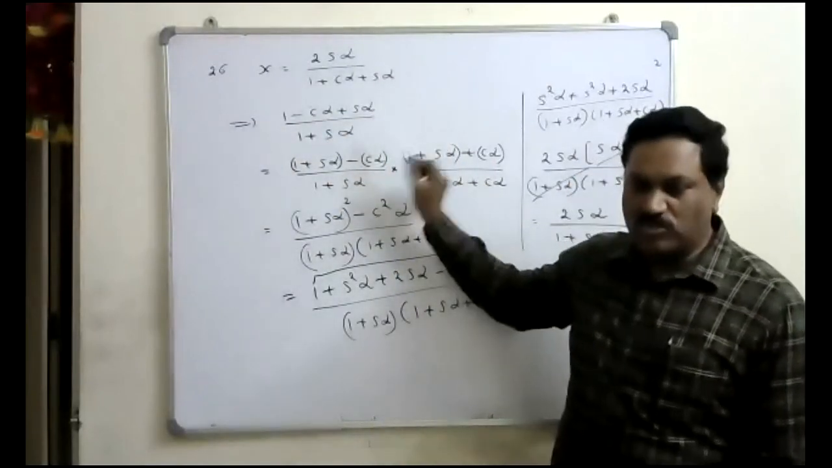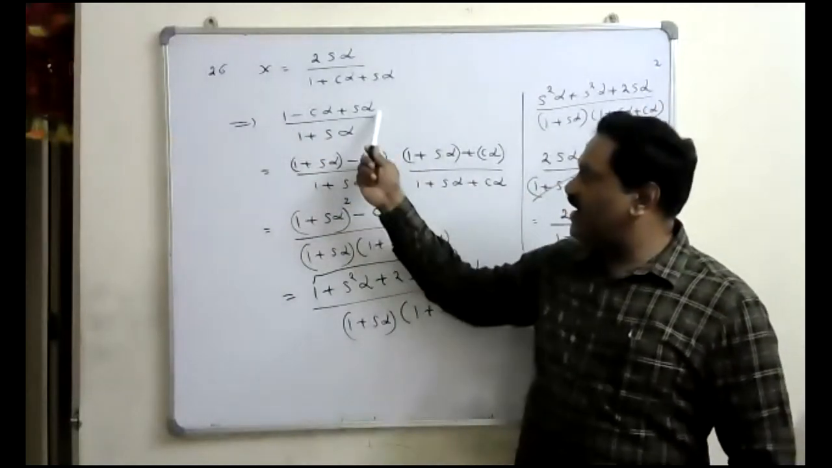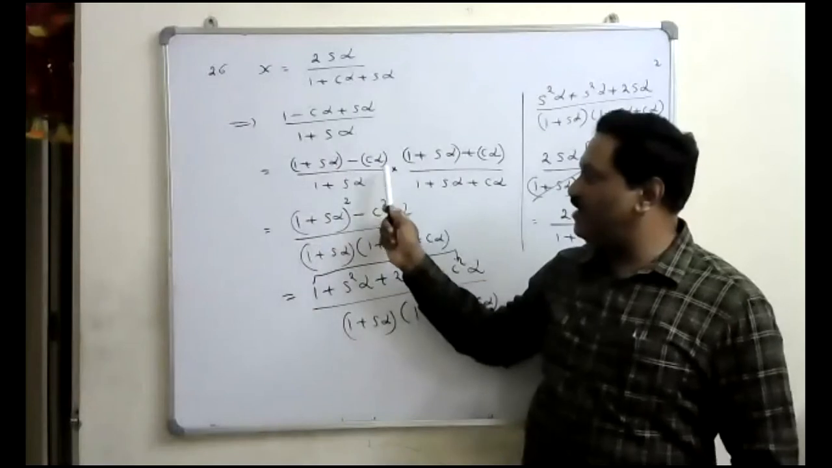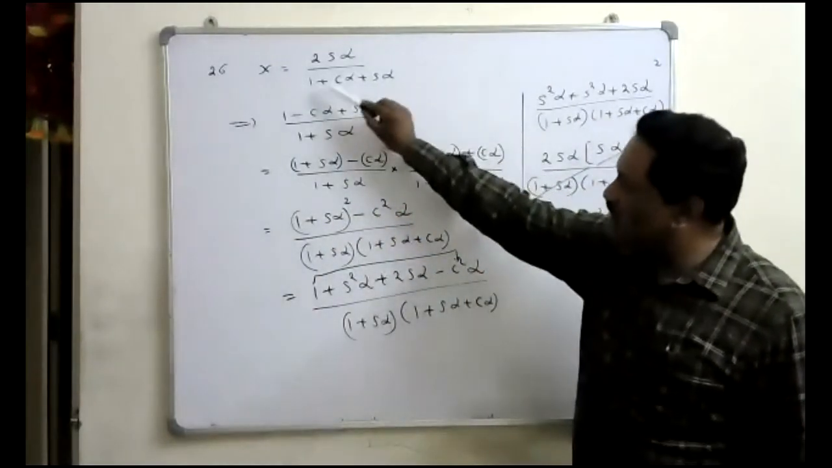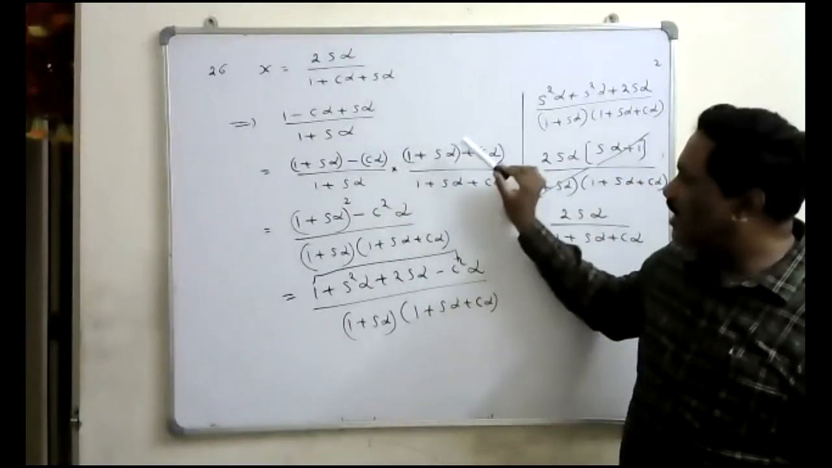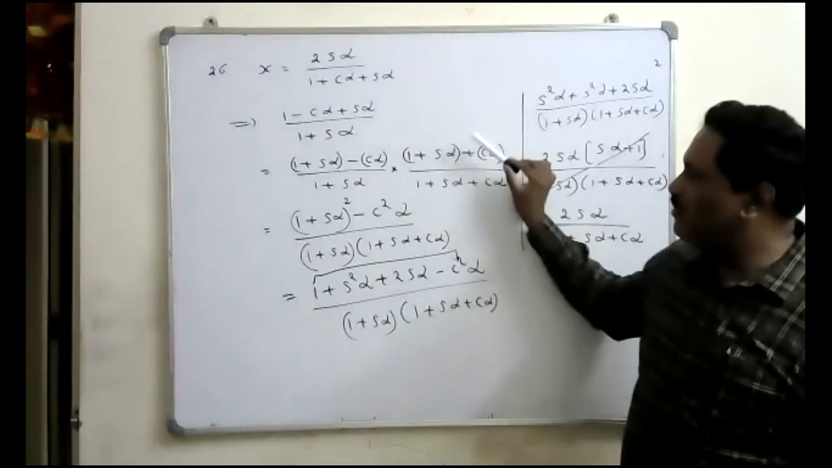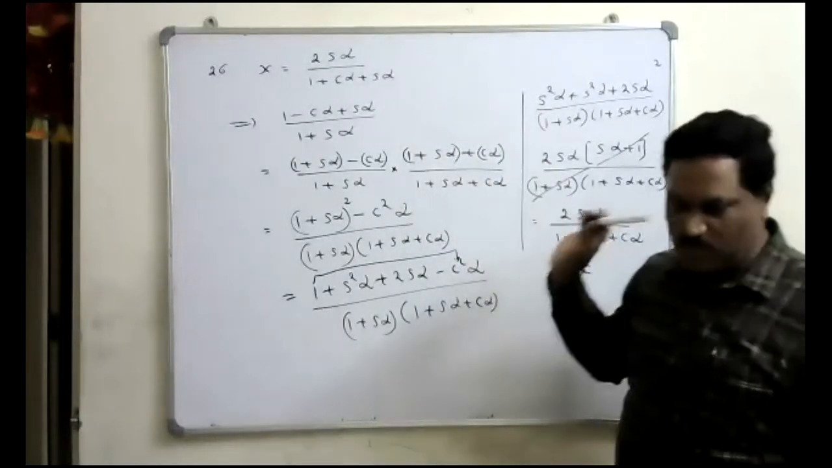ये expression का value चाहिए हमको. So इसलिए ये expression I will write as 1 plus sin alpha minus cos alpha by 1 plus sin alpha. Since here they have given 1 plus cos alpha plus sin alpha in the denominator, that's why multiply and divide by that term. Multiply and divide by 1 plus sin alpha plus cos alpha से multiply divide करो.